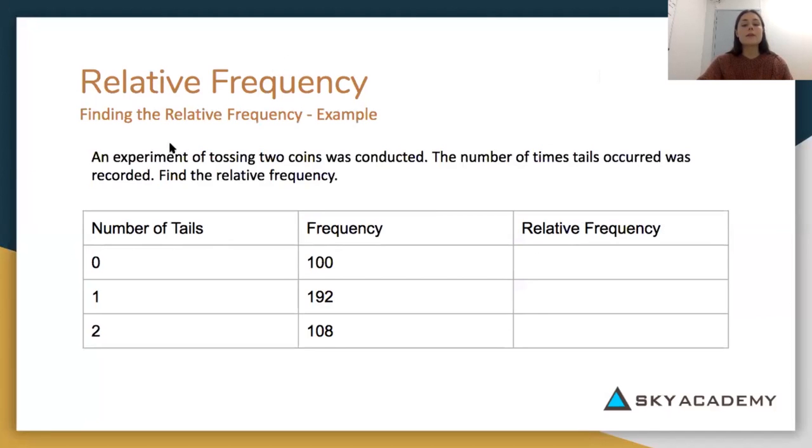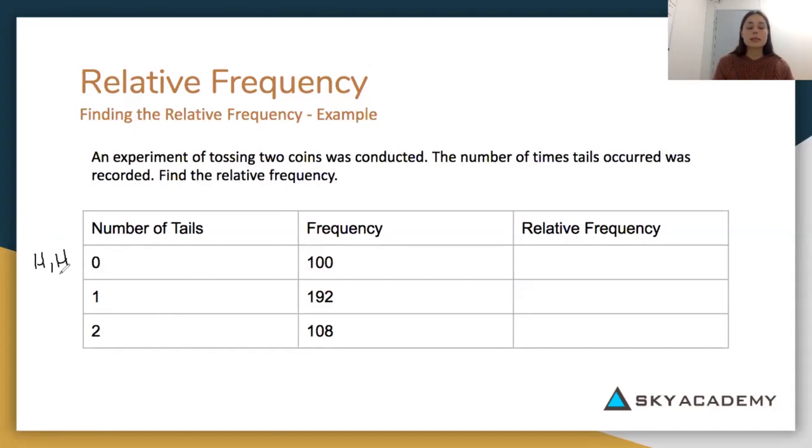So here we have an experiment of tossing 2 coins was conducted. The number of times tails occurred was recorded. Find the relative frequency. So here we have two coins being tossed, and the number of times that tails occurred when you toss those 2 coins was recorded. So here we have 3 options, and the option 0 means that when we toss the 2 coins, tails did not appear on either of them. So you got 2 heads for that one.